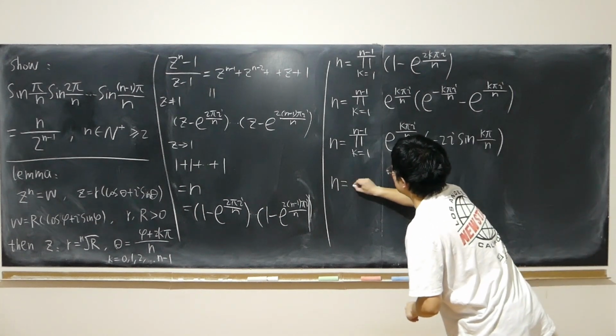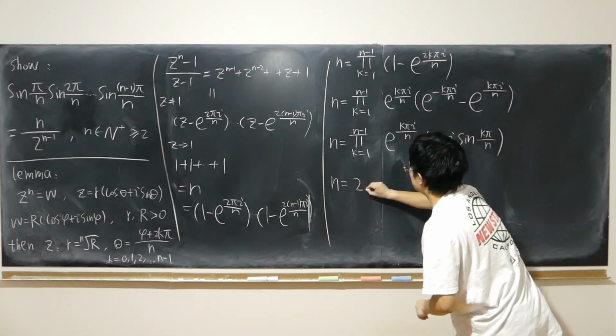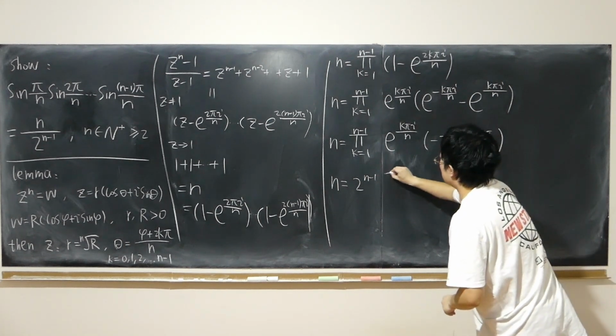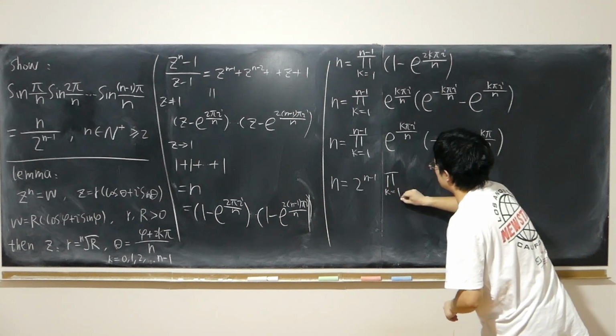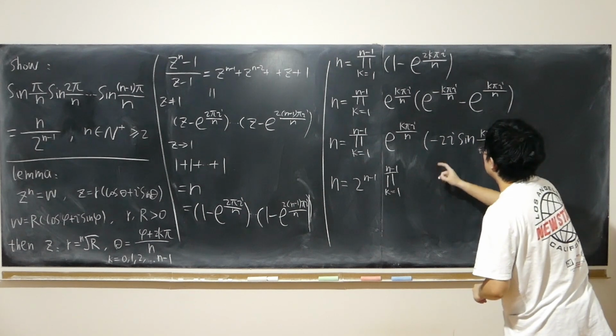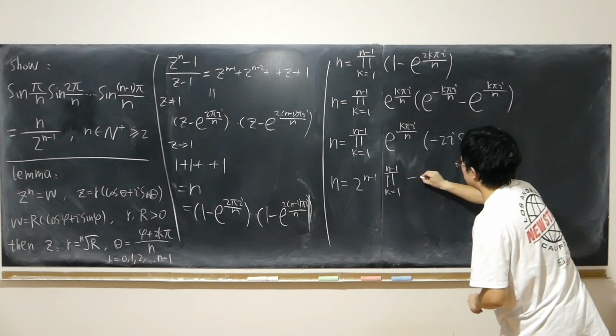So n over 2 to the n minus 1 coming out. And product k goes from 1 to n minus 1. And I'm left with, first of all, negative i still remains, right? Negative i still remains, sine k pi over n.